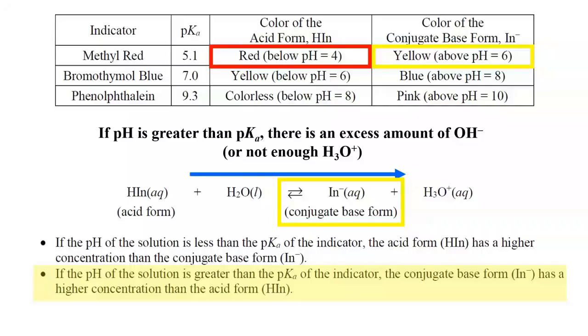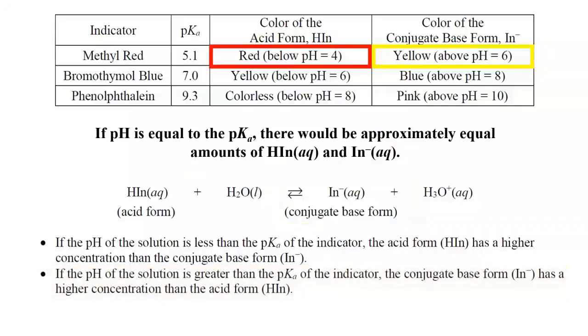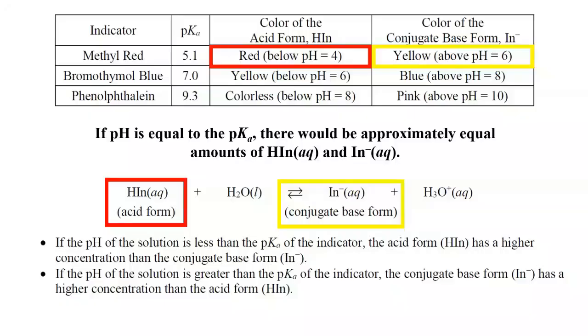But you might be wondering, what happens if the pH is between 4 and 6? That would be the transition region. When the pH is in between 4 and 6, like approximately pH 5, if the pH is roughly equal to the pKa, then there would be an approximately equal amount of both the acid form and the conjugate base form. So most likely the solution at that pH, which is kind of in the middle, would be somewhere between red and yellow, so probably orange.